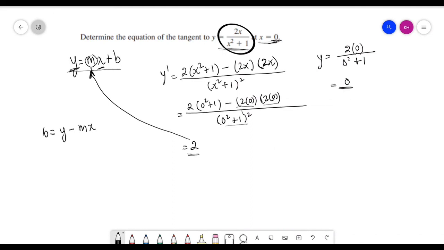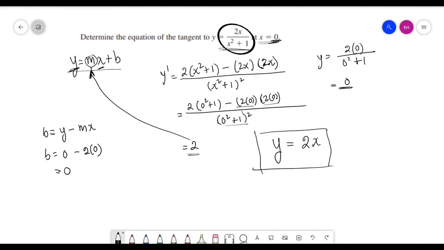Now how do we do that? We just follow the rule of solving an equation. We isolate b to solve for the value of b. So b is going to be, in this case, 0 minus 2 times 0, which will also give me 0. So finally, we get our equation for the tangent, which is going to be y equals, my slope is 2x plus 0, so you don't really need to write that. So this is my equation of the tangent.